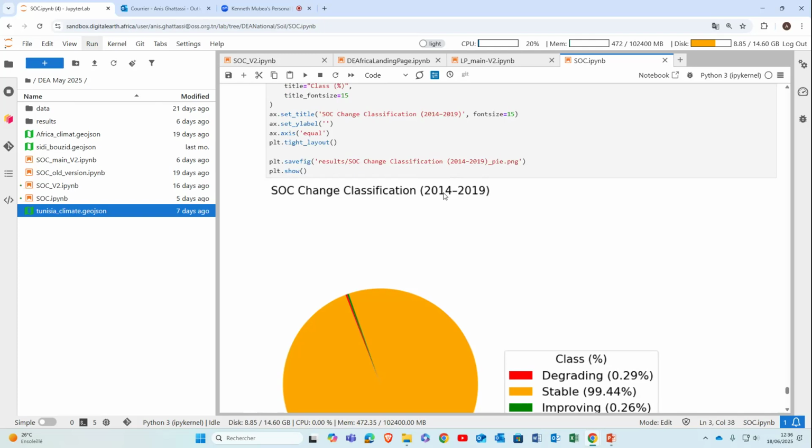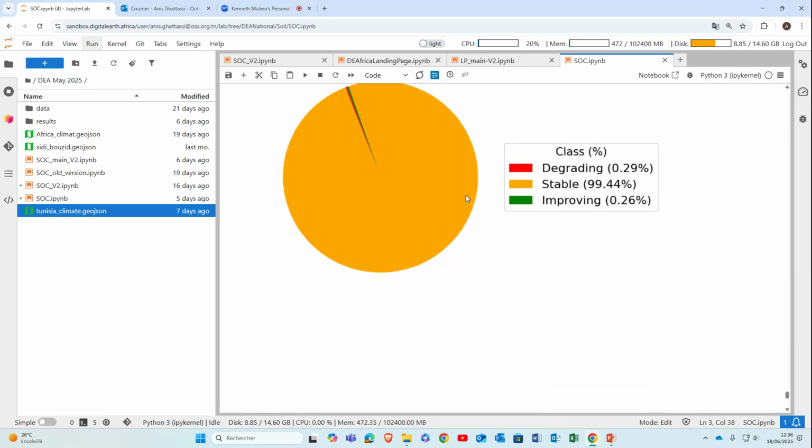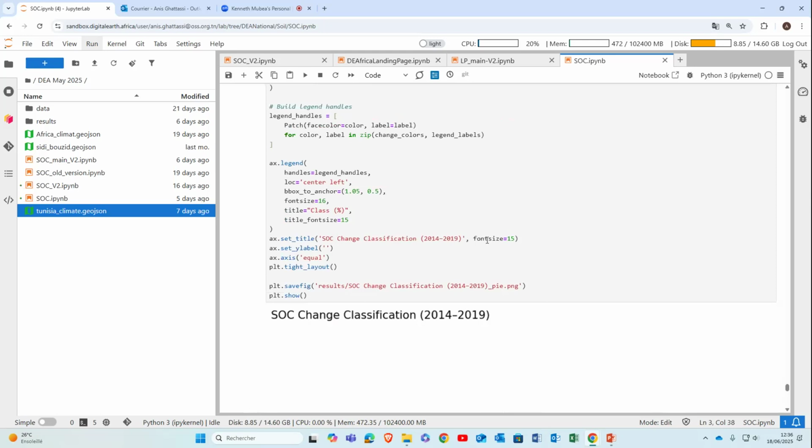So the user can change the target period, of course, and also the baseline period. It depends on his study, and it depends also on his area of study. So this was our developed part for soil organic carbon.